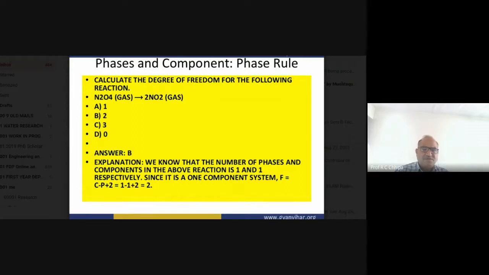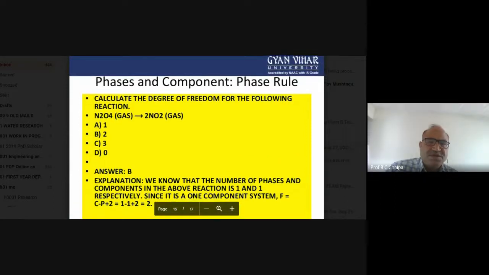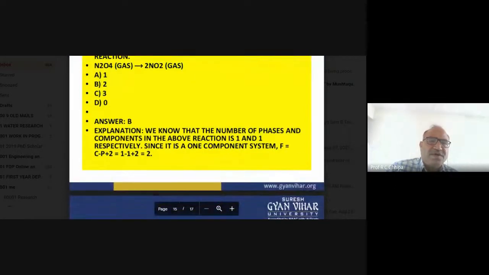Answer is 2. Explanation: we know that the number of phases and components in the above reaction is 1 and 1 respectively, since it is only a one-component system, so F is equal to C minus P plus 2. So the correct answer is 2. So this is the correct answer, whatever the system.